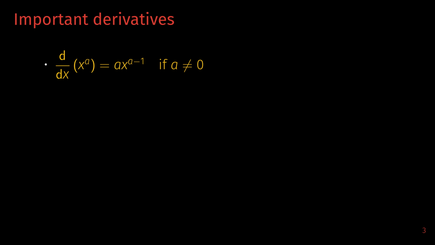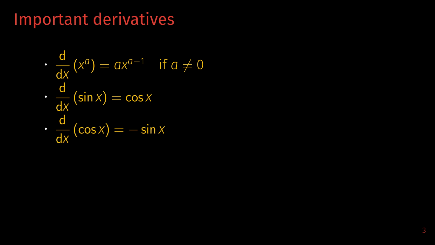You might also take a function like, for example, sine of x, and try to differentiate that. And you can use some trig rules to show that the derivative of that thing is cosine of x. Similarly, the derivative of cosine of x is minus sine of x.